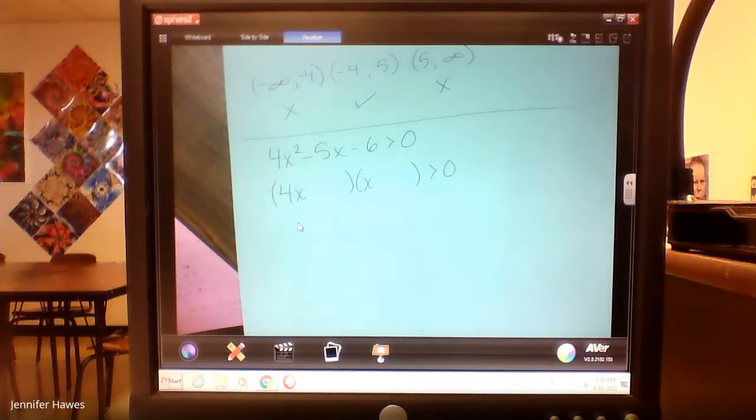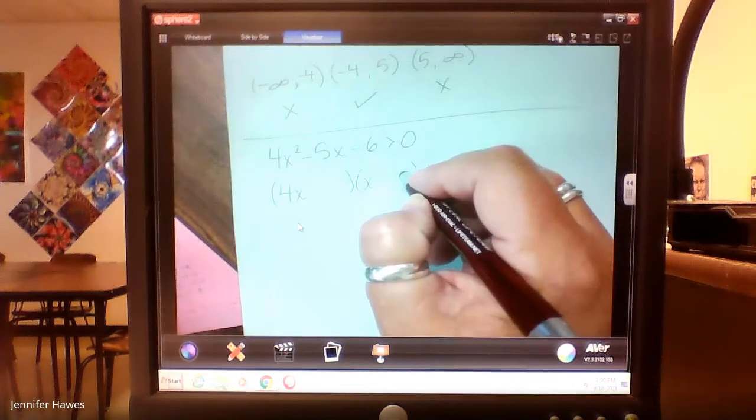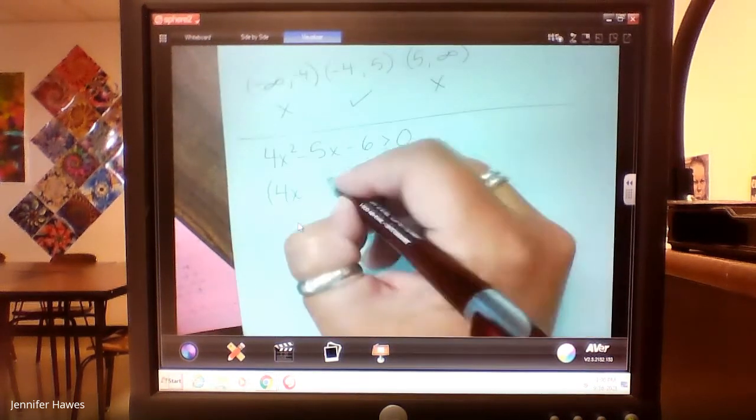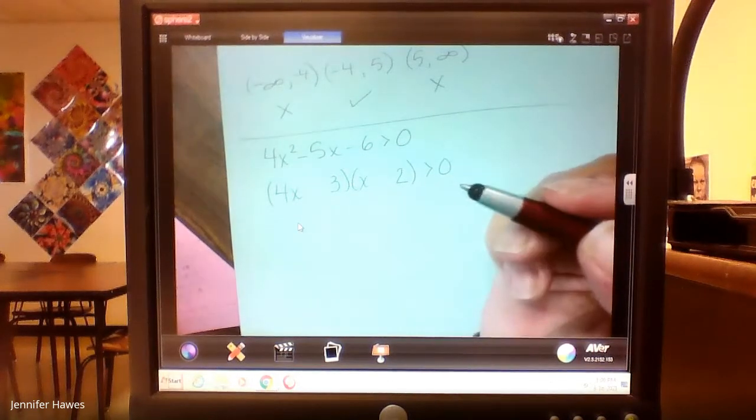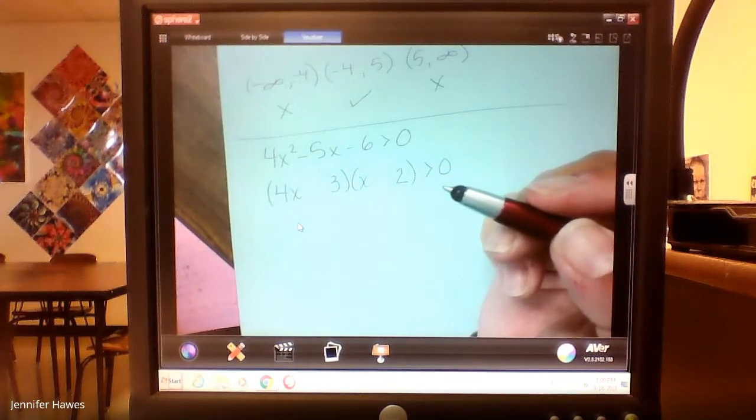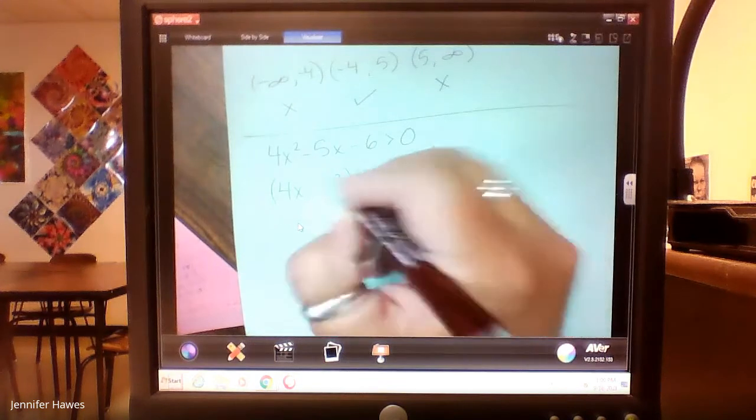Well, those are the things that multiply and give me 6, because 6 and 1 isn't going to work on this one. Yeah, 4 times 2, -3. So that'll give me 8, and this will give me 3. 8 and 3 will get me to -5, right?